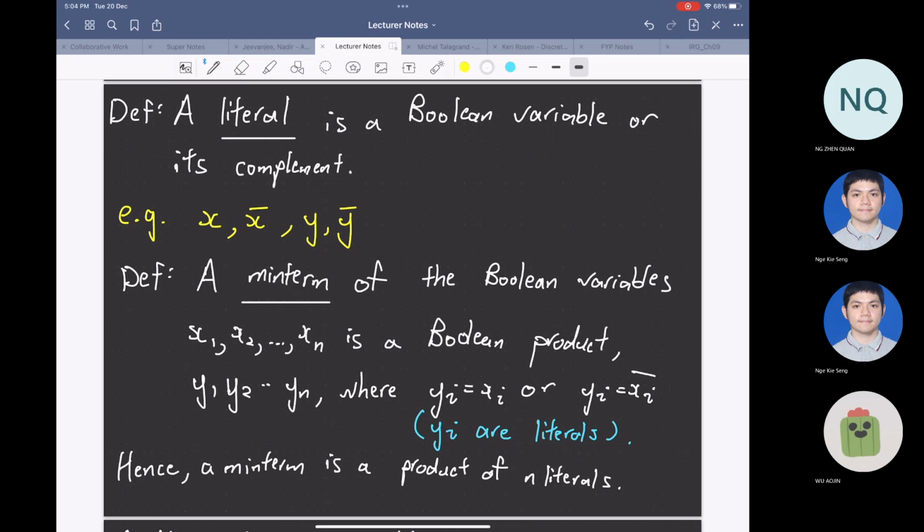Okay, makes sense. Let me just give another example. Maybe you have x, y, x bar, which is a min term. And y, y bar is a min term. So literal and min term, minimum term.